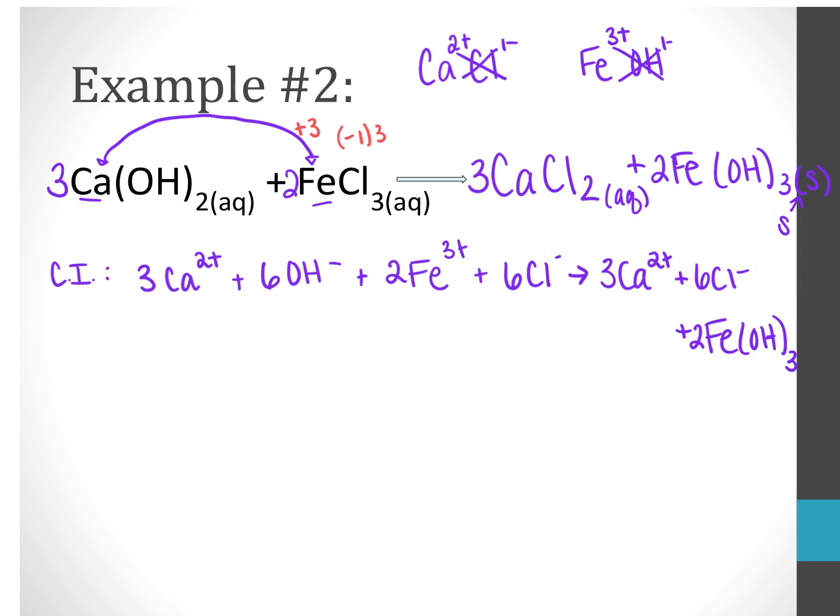Okay, next step, what are you going to cross out? Okay, cross out those spectator ions. So you have 3 calciums with a 2+ charge, 3 calciums with a 2+ charge. Are they identical? Yes, so you're going to lightly cross those out. All right, you have 6 hydroxide ions. You have hydroxide bonded. Are those identical? No. Okay. 2 iron ions, iron hydroxide. Are those identical? Nope. 6 chloride ions, 6 chloride ions. Are those identical? Yes. So if they're identical, cross them out.